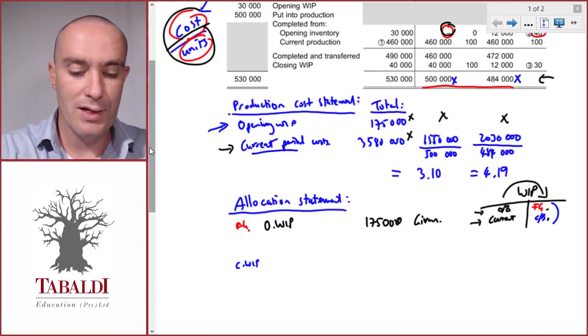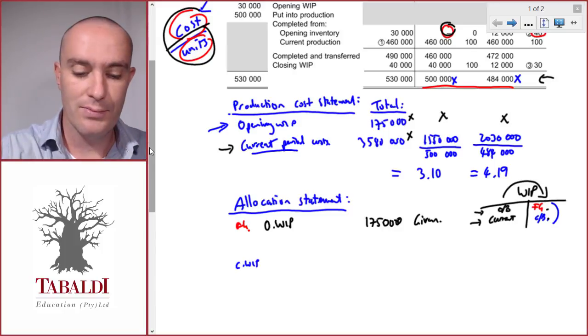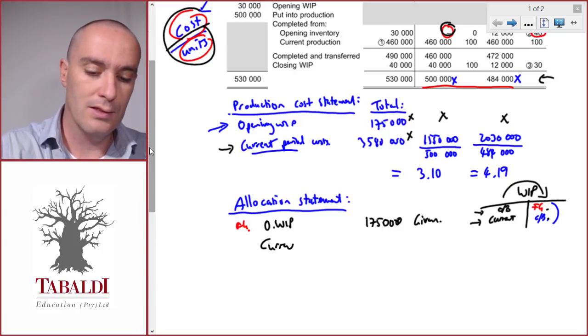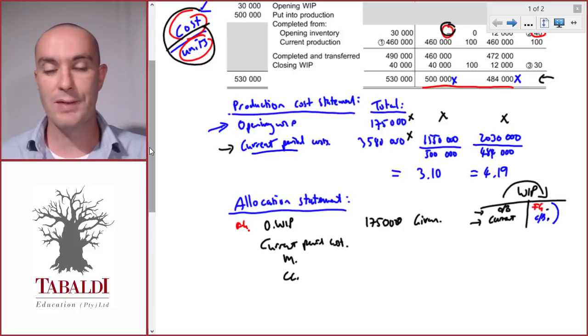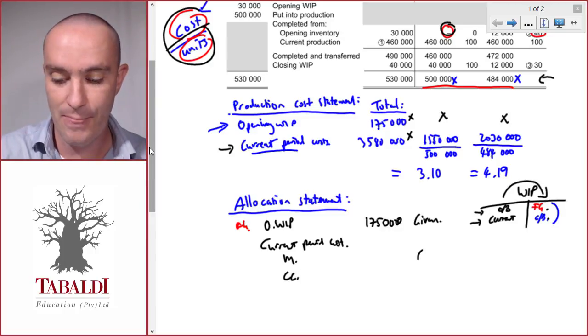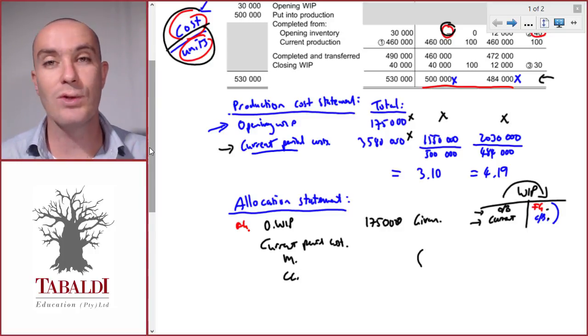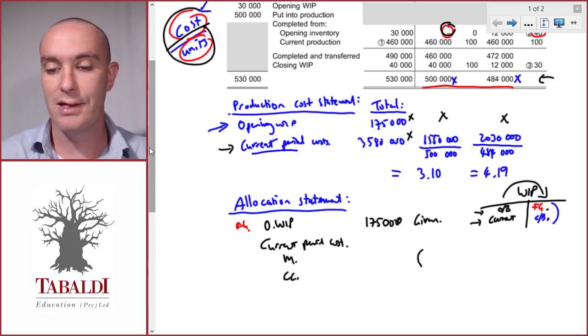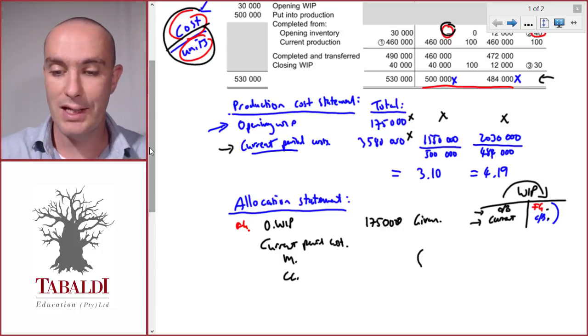Next, we have to add the current period costs. So current period costs that were incurred. So for material and conversion costs, we'll do it separately. So material first. So I'll do the calculation in brackets. It's always good to show all your calculations to get your marks if you make a small mistake somewhere.